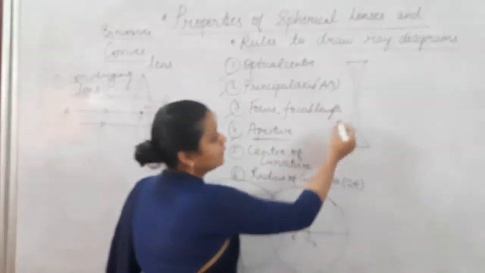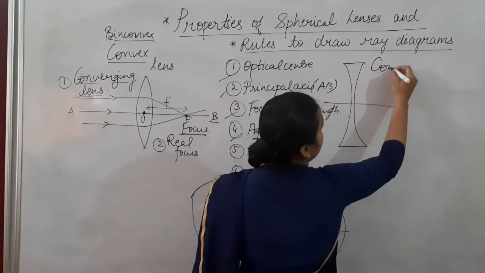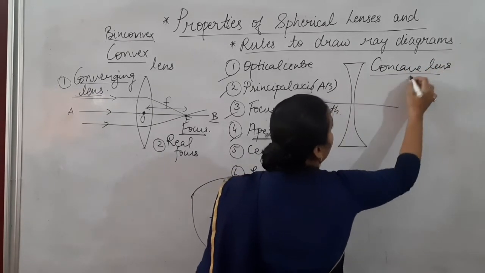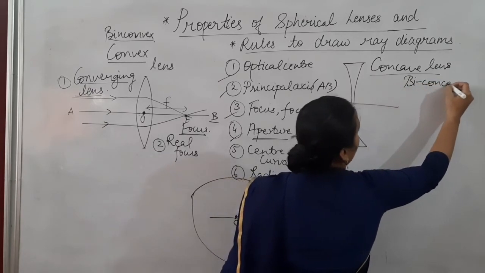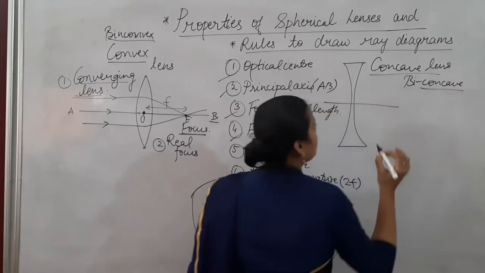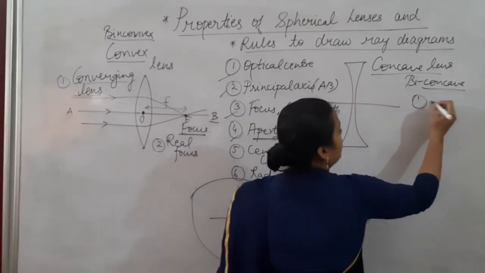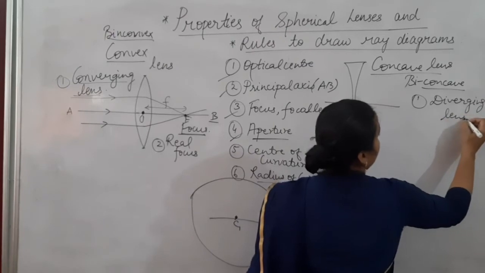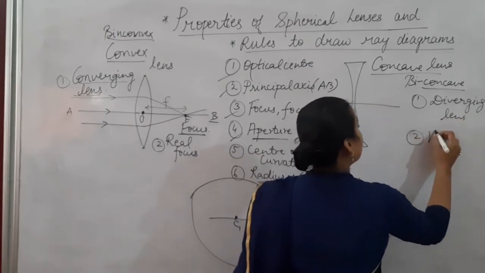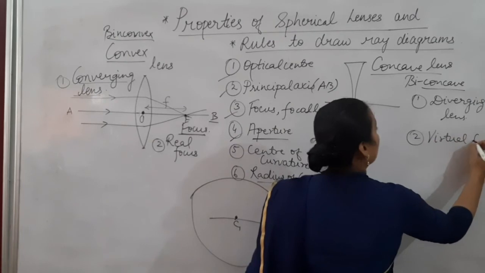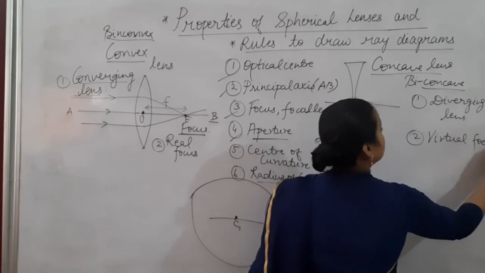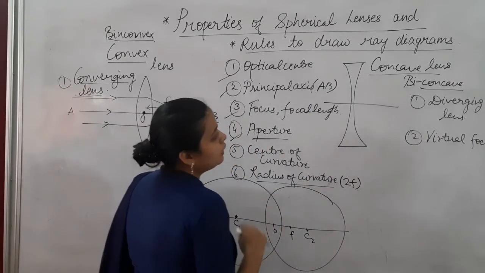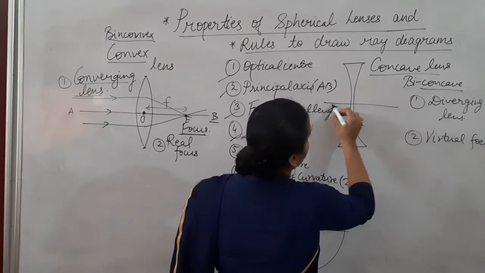Now if you go through this concave lens, this is concave lens. It is also known as biconcave lens or double concave lens. Its first property is that it is a diverging lens, and it has virtual focus. Virtual focus means focus will be on left side.